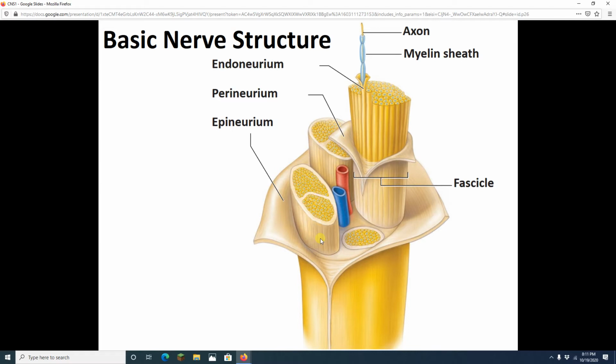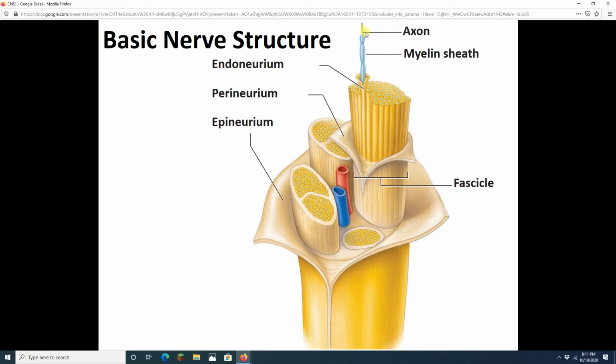Now, what I want you guys to remember from last time is that there are 31 spinal cord segments. And from each segment, there was a pair of nerves, a pair of spinal nerves. So 62 spinal nerves total. And what we're going to do today is we're going to start talking about those spinal nerves. But we got to have an idea of what a nerve is, just like in general.